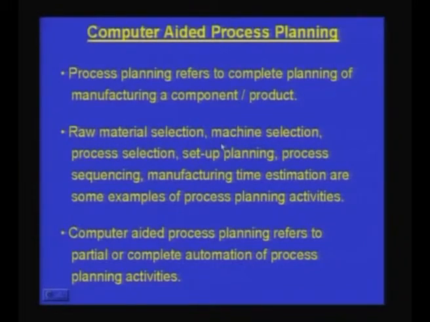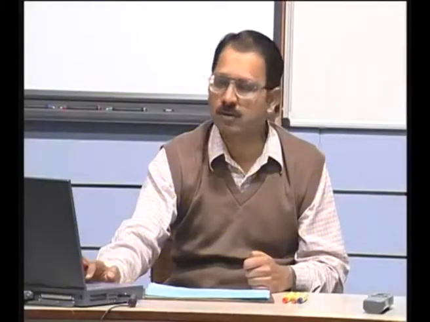Like, a process planner may have to select a raw material. When I say raw material, it may be a geometry, or what would be the shape and size of this particular raw material, and has to select appropriate manufacturing infrastructure like a machine, or if there are a number of ways a component can be manufactured, which process to use or what combination of processes to use.